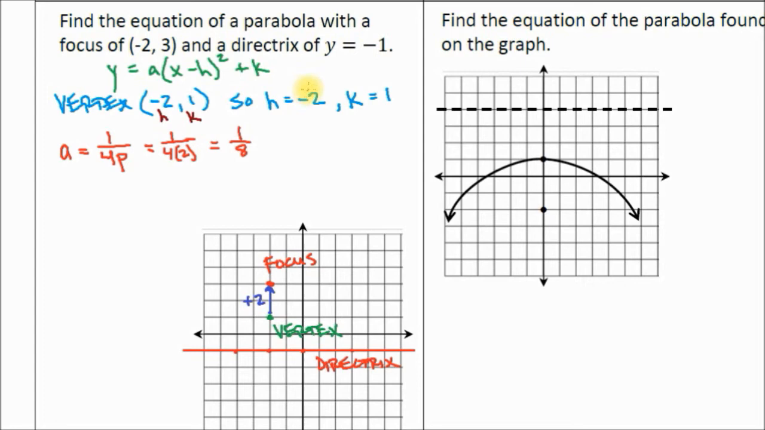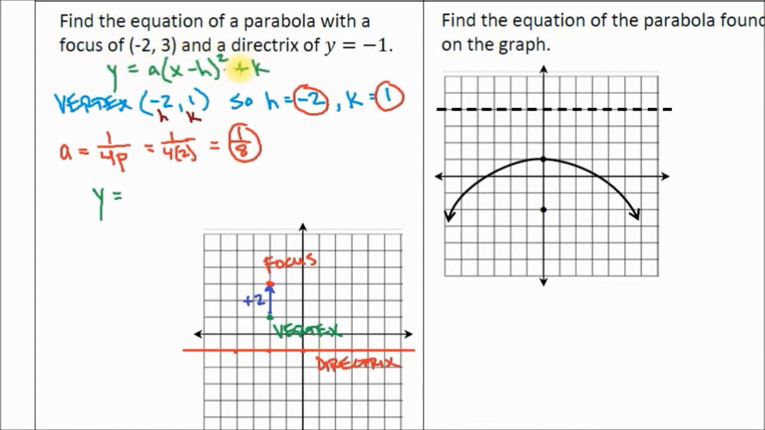Now look, class, we've got our h value, we've got our k value, and we've got our a value. So now we can actually write our equation. So our equation is going to be y equals, take a look at our standard form, our form for vertex.